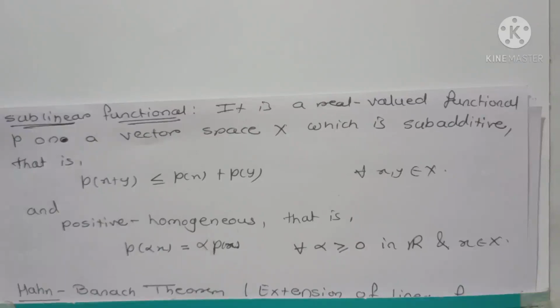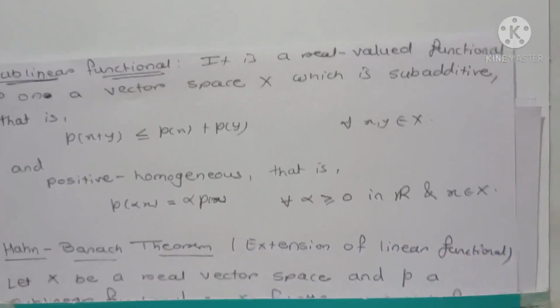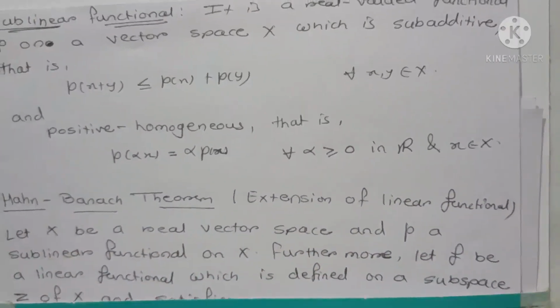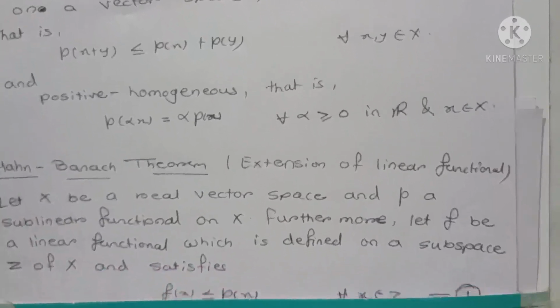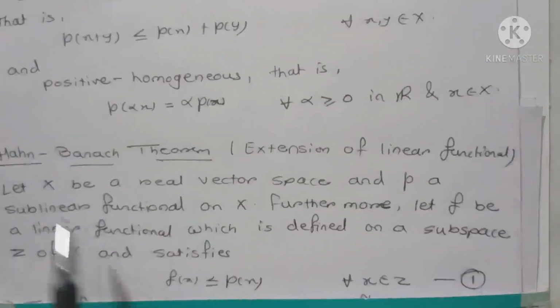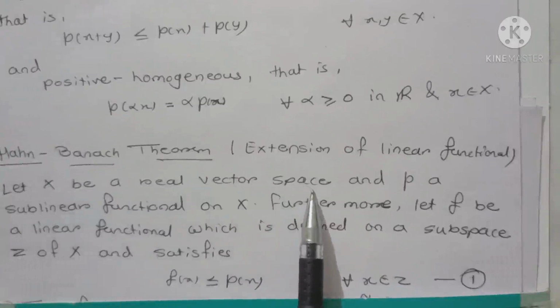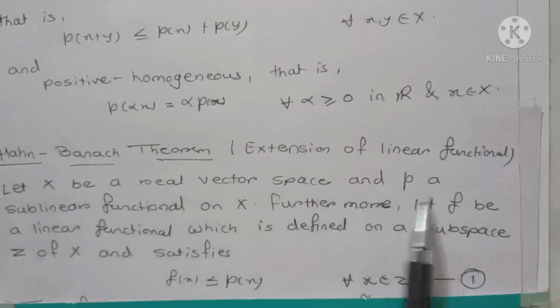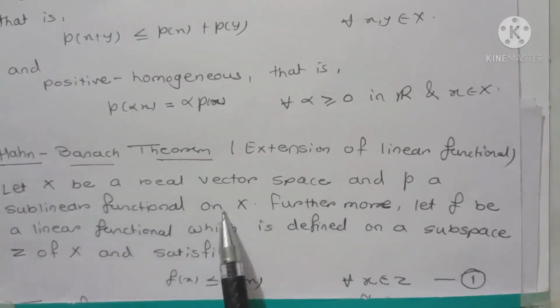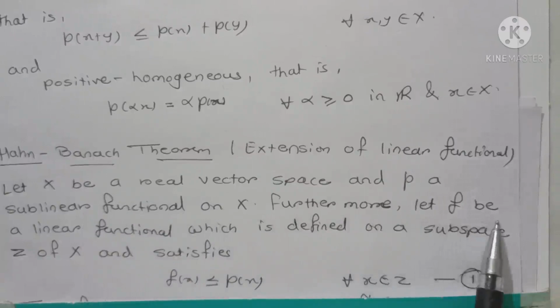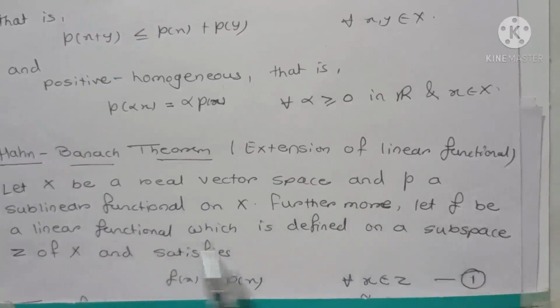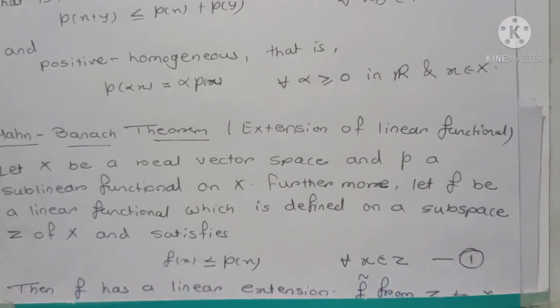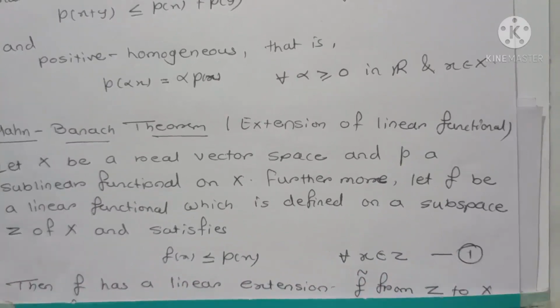Now after defining the sublinear functional, we see the Hahn-Banach theorem, extension of linear functional. So the statement of the theorem is, let capital X be a real vector space and small p a sublinear functional on capital X. Furthermore, let small f be a linear functional which is defined on a subspace capital Z of X and satisfies f of x less than or equal to p of x for all x belongs to Z.